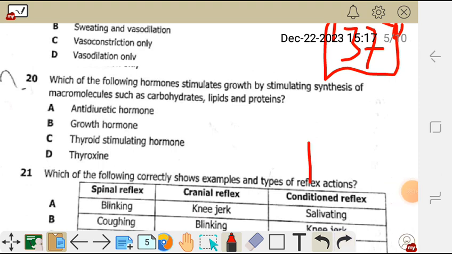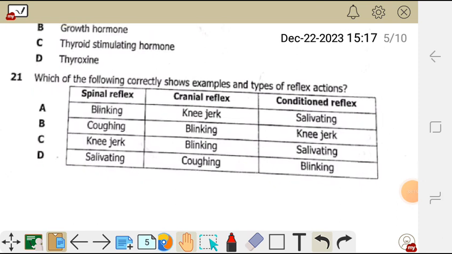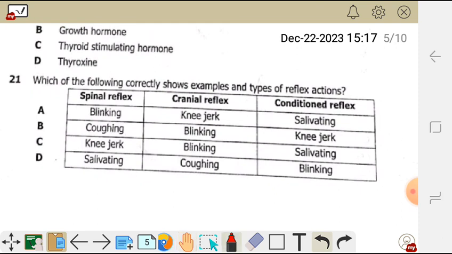Now we move on to question 21. Which of the following correctly shows examples and types of reflex actions? We have these reflex actions, which are the spinal reflex, cranial reflex, and conditioned reflex. The spinal reflex is a reflex which involves the spinal cord in that part of the body. Cranial reflex involves the brain itself, and then we have the conditioned reflex.